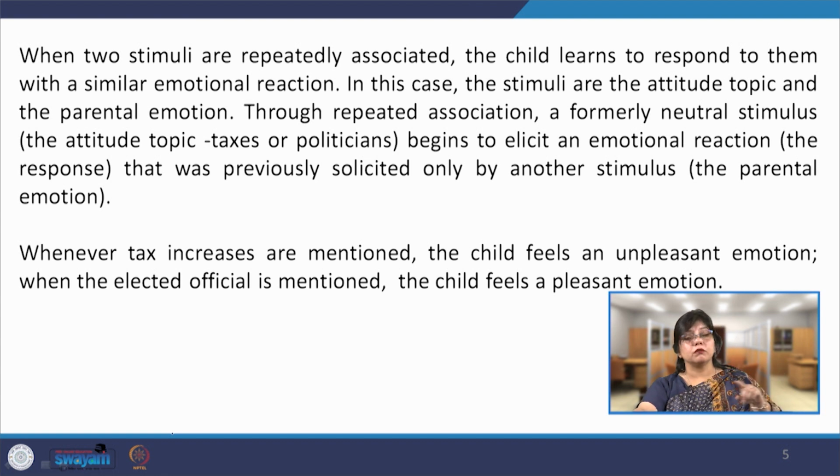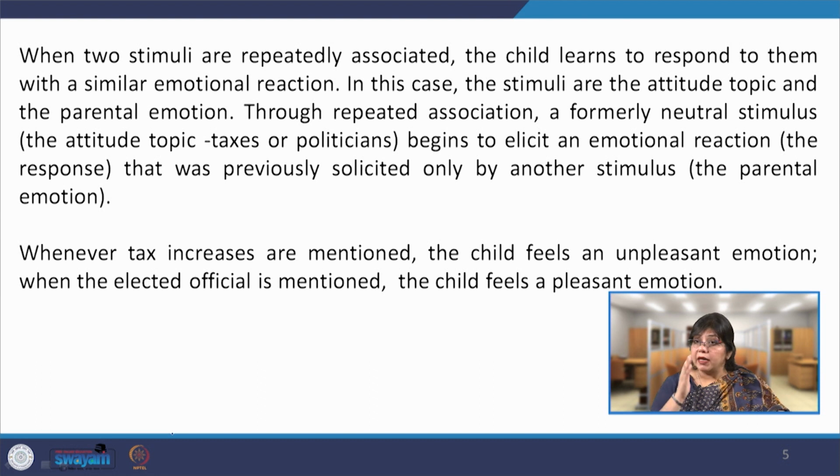So, the child also learns to respond in a similar way whenever there is a topic of election or a topic of increment in the tax. Whenever tax increases are mentioned, the child feels an unpleasant emotion, and when the elected official is mentioned, the child feels a pleasant emotion. So, this is classical conditioning based on observation.